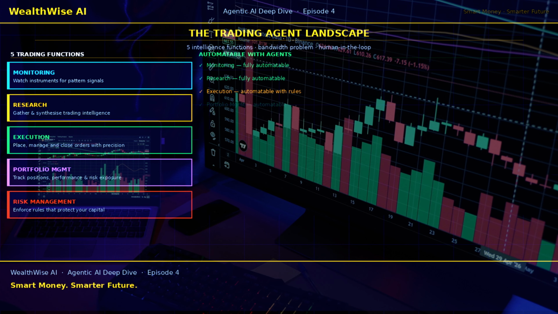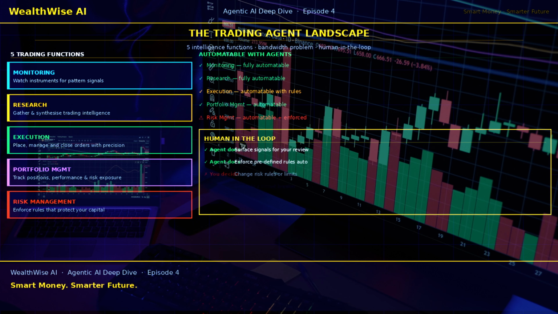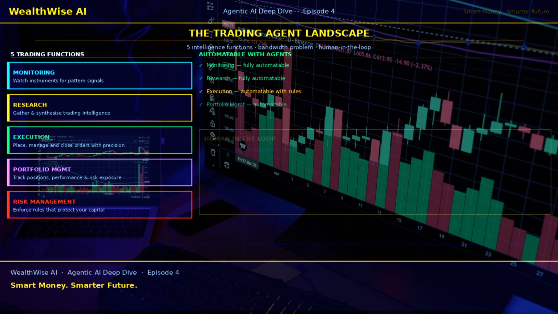Every automated trading system must have a human in the loop at the right points. An agent surfaces signals for your review. An agent enforces your predefined rules automatically. But changing those rules, overriding a risk limit, or significantly increasing position size, these require deliberate human confirmation. This is not a limitation, it is the architecture that separates responsible from reckless.